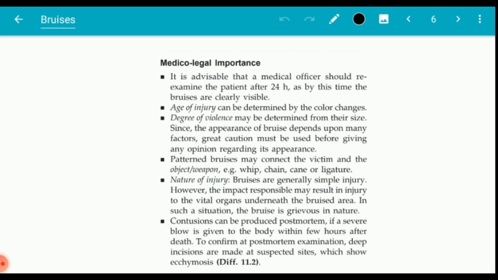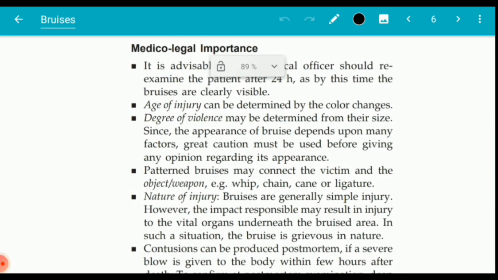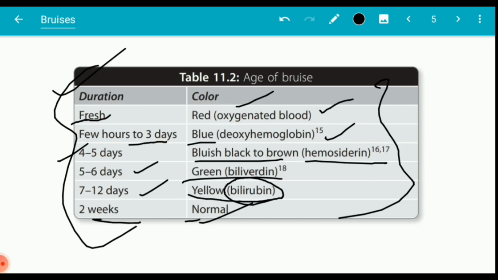Okay. We are dealing with forensic medicine, so the medico-legal aspect would definitely be taken into consideration. It is advisable that the medical officer, in case you are the medical officer, re-examine the patient after 24 hours, because there might be delayed bruises which might not be visible immediately during the examination and can appear after a while. Then the age of injury can be determined as the color changes proceed. In case you find a green color bruise, you might assume that 5 to 6 days must have passed since the injury.